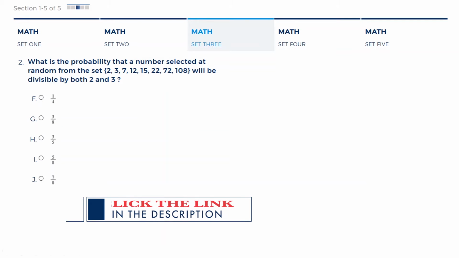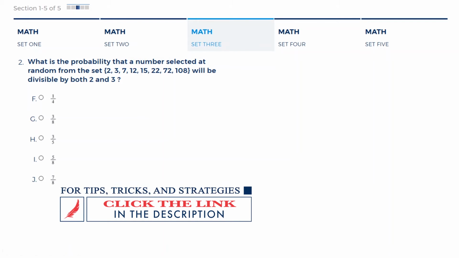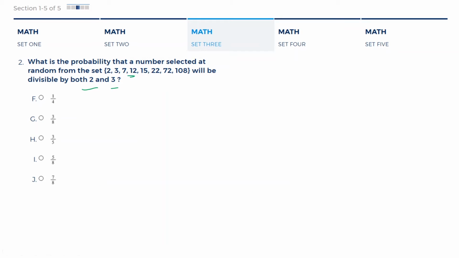What is the probability that a number selected will be divisible by both 2 and 3? So we're looking at the set 2 and 3, so that has to be divisible by 6. Divisible by 6, divisible by 6, divisible by 6. 3 out of 1, 2, 3, 4, 5, 6, 7, 8. So 3 eighths, that is G.